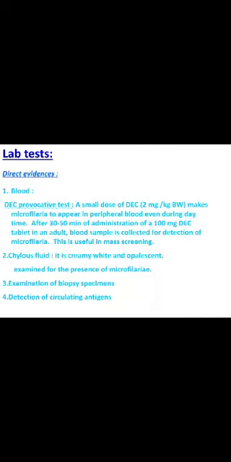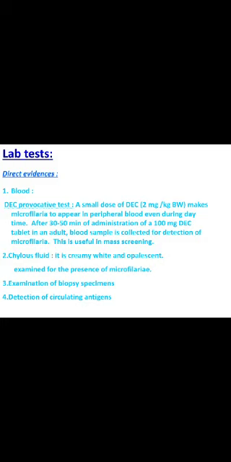Okay. Now coming to direct evidence, wherein we demonstrate the presence of microfilaria in the blood. This is done by doing a peripheral smear and staining with Leishman stain or any Romanowsky stain for that matter. Now microfilaria of Wuchereria bancrofti, I told, will exhibit nocturnal periodicity, so 10 p.m. to 2 a.m. is the best time. If you are not able to demonstrate the microfilaria, then what is done? A DEC provocation test is done.